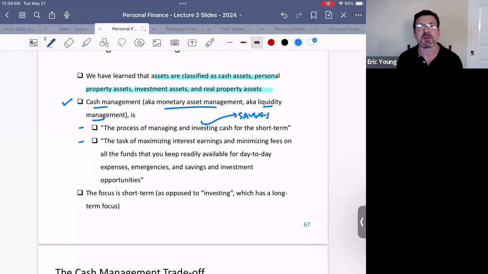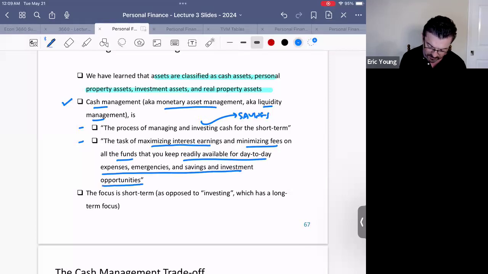I think another definition, a little bit longer, but probably a bit stronger, is: cash management is the task of maximizing your interest earnings and minimizing the fees on all of the funds that you keep available for your day-to-day expenses, emergencies, and savings and investment opportunities.